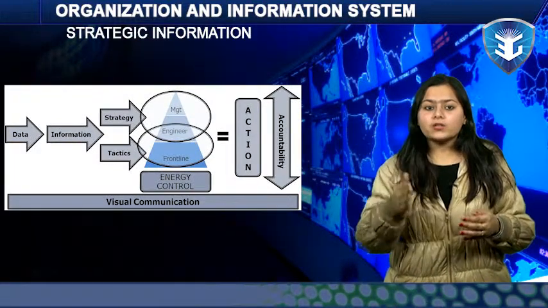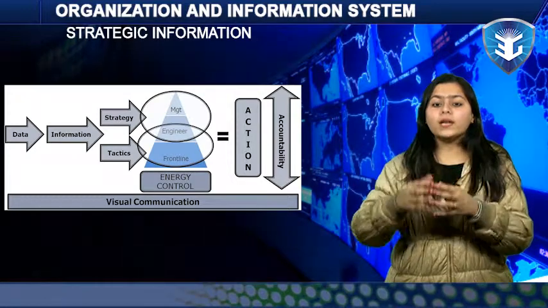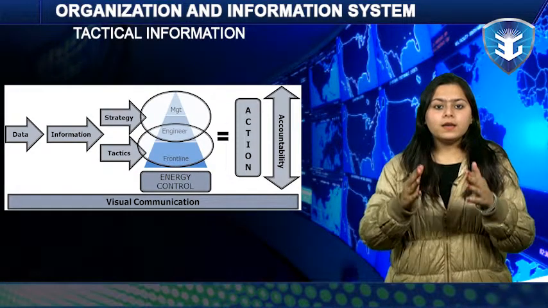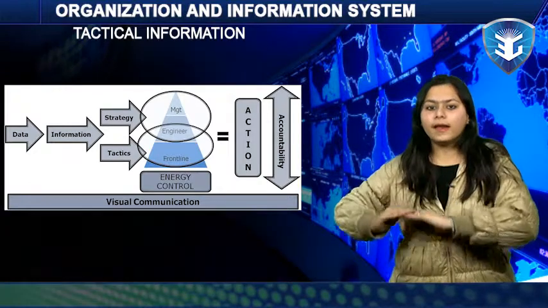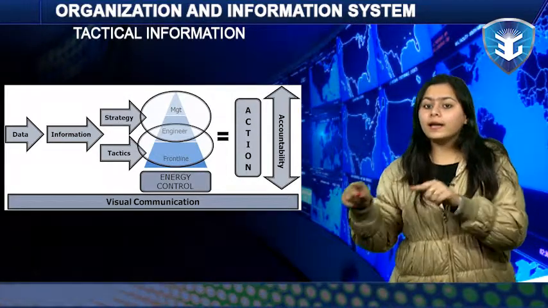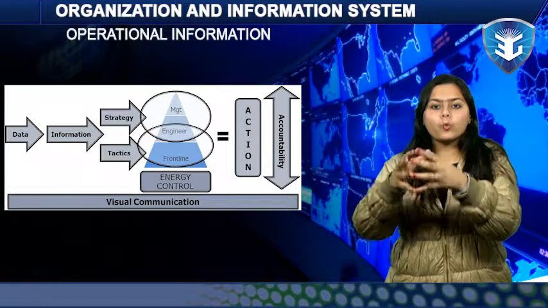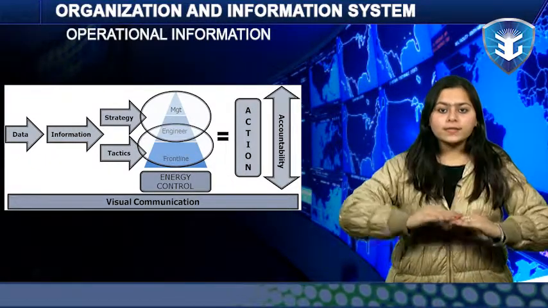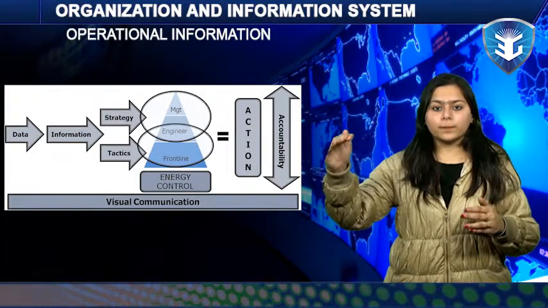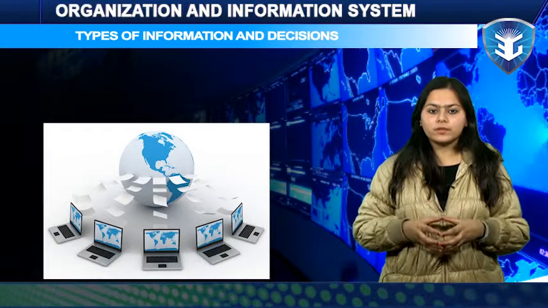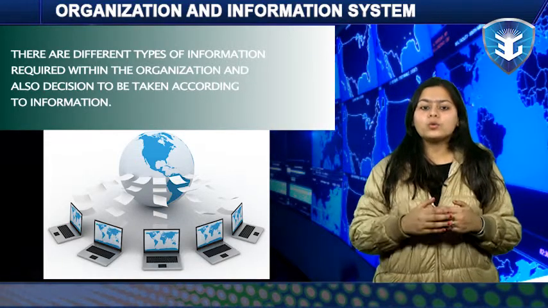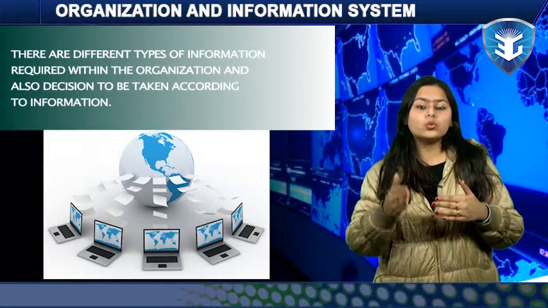Strategic information. Strategic information is used at a very top level of management within the organization. Tactical information. The next level down is the tactical level, and tactical planning and decision making takes place within the guidelines set by the strategic plan. Operational information. The lowest level is operational, and operational planning takes place based on tactical planning. Types of information and decisions. There are different types of information required within the organization, and decisions can also be taken according to information.